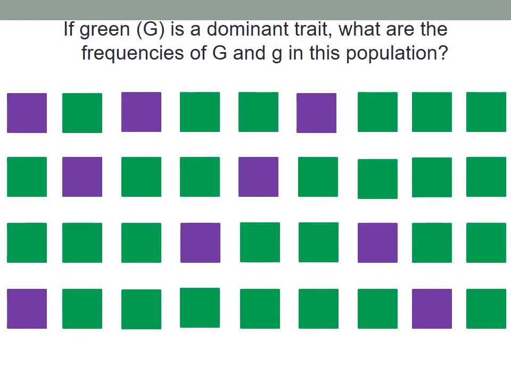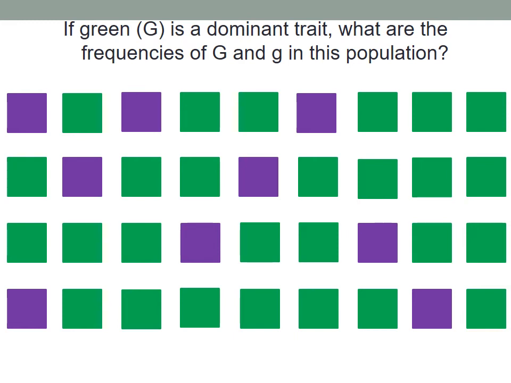Now we're going to try something totally different. I'm telling you that green is the dominant trait. Green is big G. Little g is purple. I want you to determine the frequencies of big G and little g in this population. So, you might be wondering how do I do that? And I'm going to walk you through this step by step, giving you time to pause it.